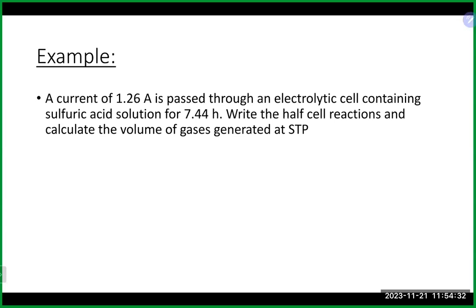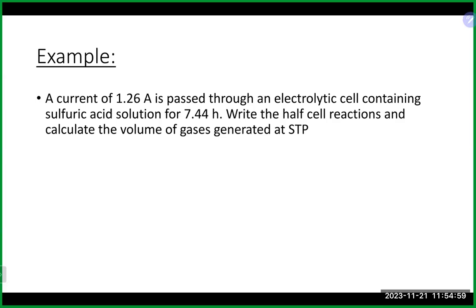A current of 1.26 amps is passed through an electrolysis cell that contains sulfuric acid for 7.44 hours. Write the half reactions and calculate the volume of each gas generated. So this is an example, as I was talking about earlier, that doesn't mention anything about water, but you're running it through some sulfuric acid.